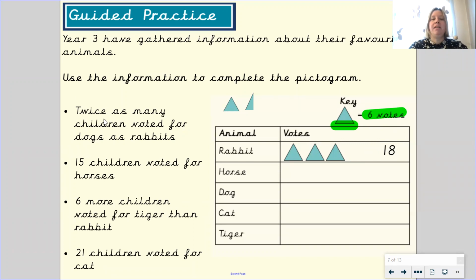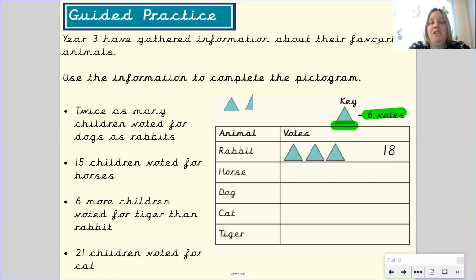So I can read my first sentence. Twice as many children voted for dogs as rabbits. So I need to double 18 or add 18 and 18. Can you pause your video and do that for me? That's right, the answer is 36.